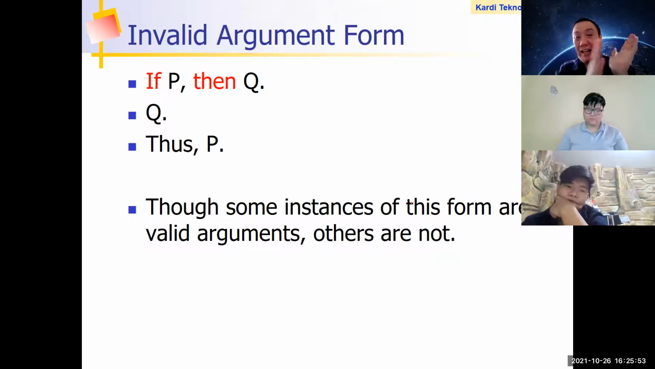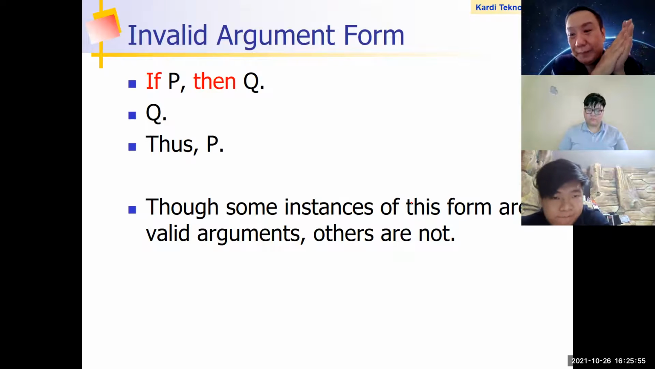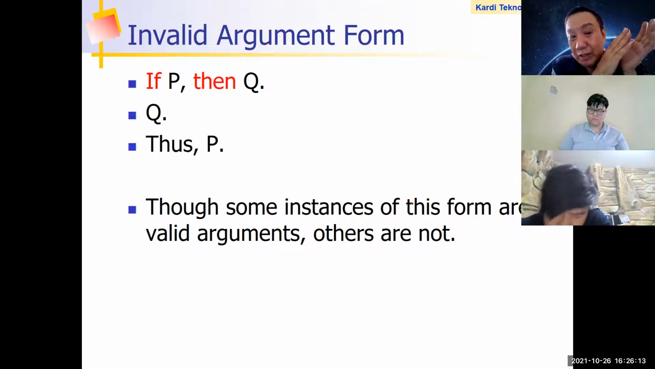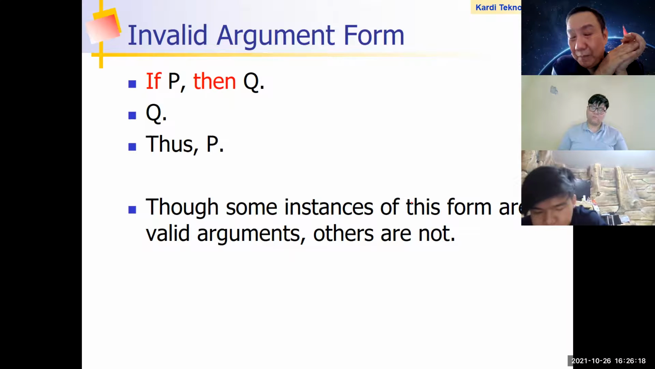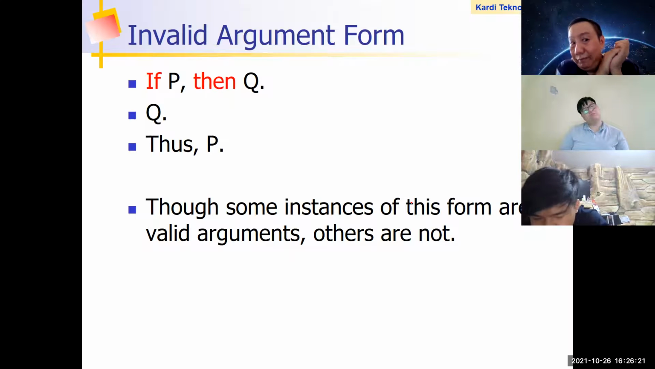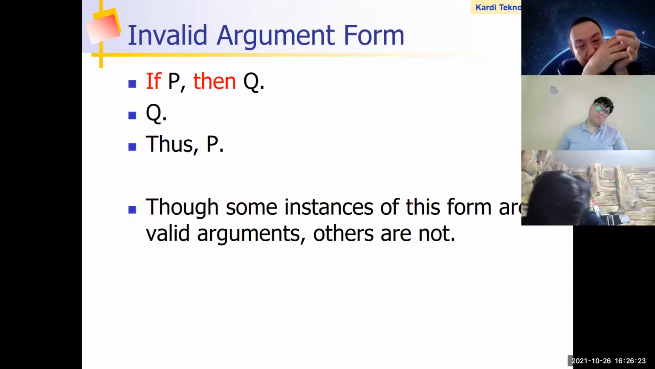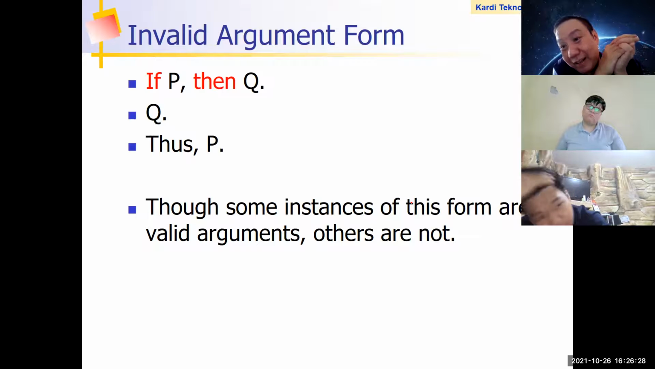So, this is an example of an invalid argument. Look at this. If P then Q, instead of making it not Q, you put it as Q, and then you say, therefore P. Is this correct or not? And why is this incorrect? You don't know why this is incorrect?